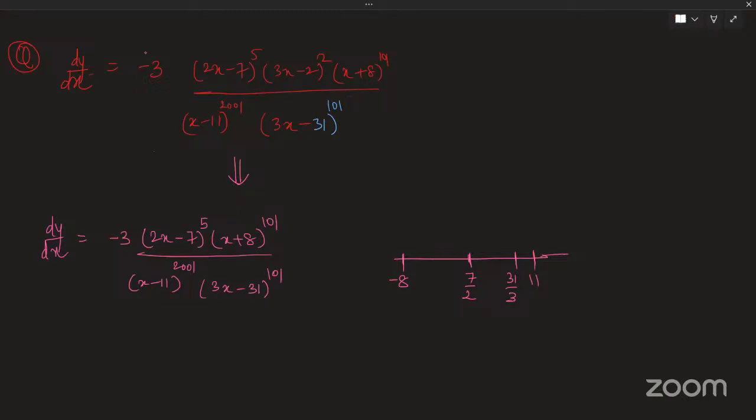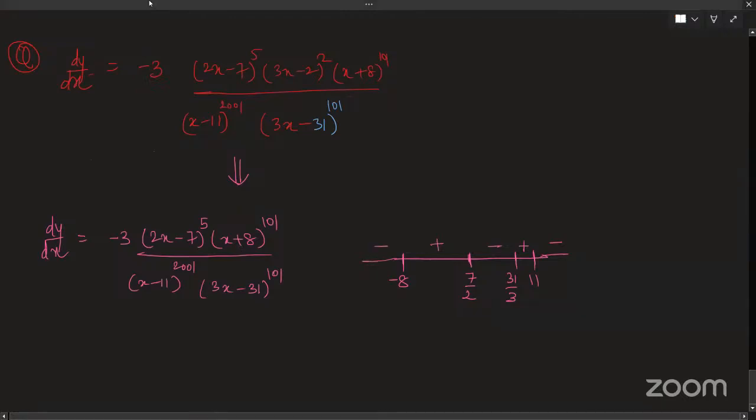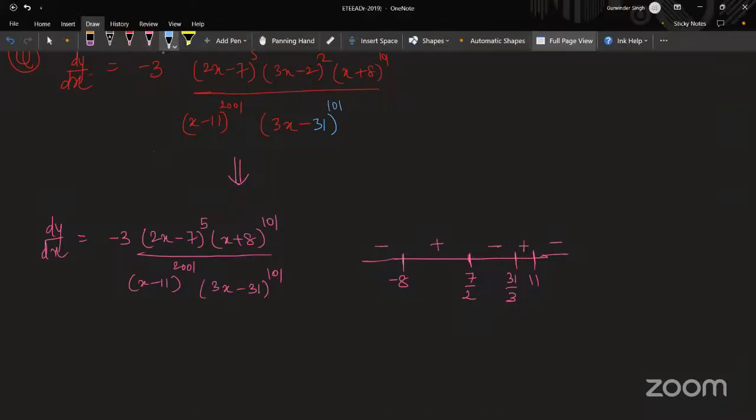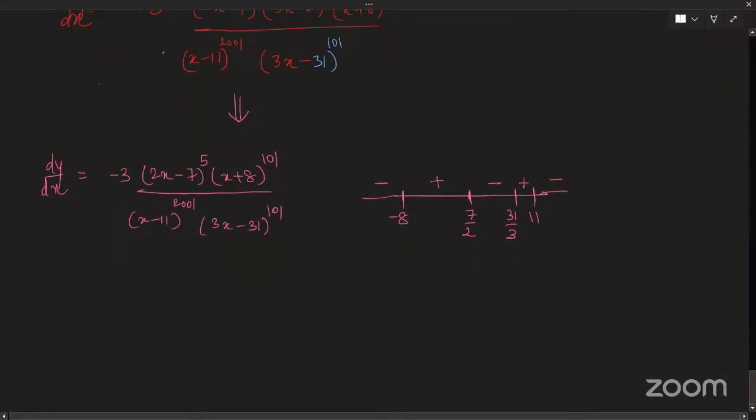Will it be a positive or negative sign? Negative, sir. Great. What about between 31 by 3 and 11? Positive. What about this? Negative. What about this? Positive. And to the left of -8? Negative. Great. So you have calculated where your dy by dx values are positive and negative.